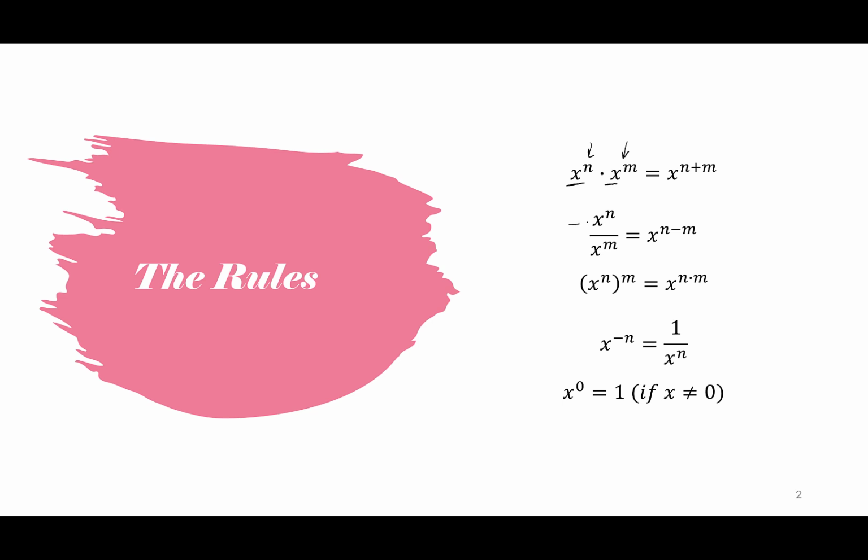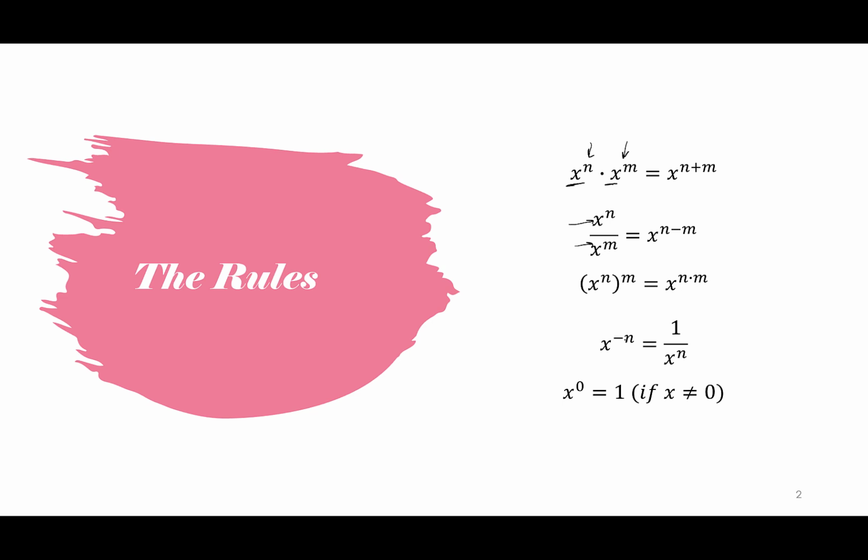If I do division, again, x, they're the same. I'm going to subtract the exponents. That's called the quotient rule. If I have a base raised to a power that's then raised to another power, then I multiply the exponents. This is called the power rule.